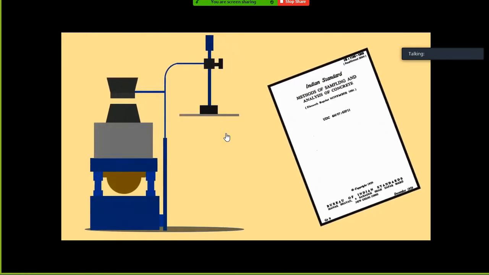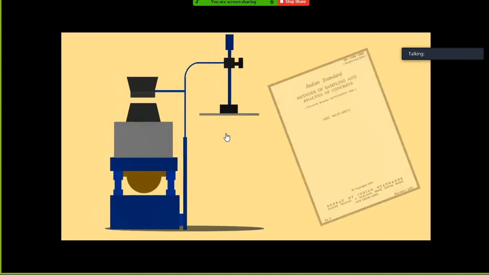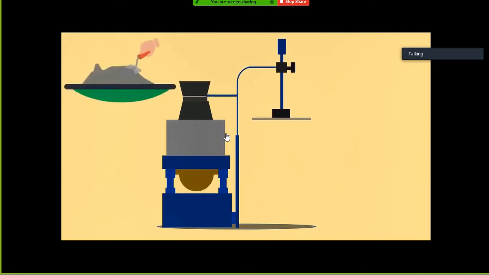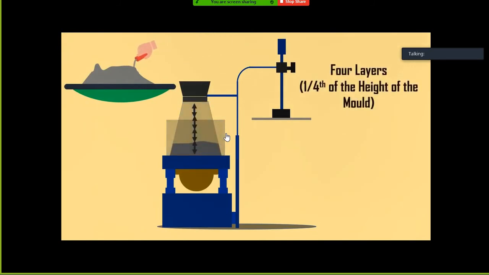The dimensions of the various shapes are designed based on the IS 1199-1959. Today, we are not going to concentrate on dimension. Let us now start with the procedure. Place the slump cone inside the cylinder. Now, fill the concrete in 4 layers. Each layer is 1/4 of cone height and tamp the surface 25 times.